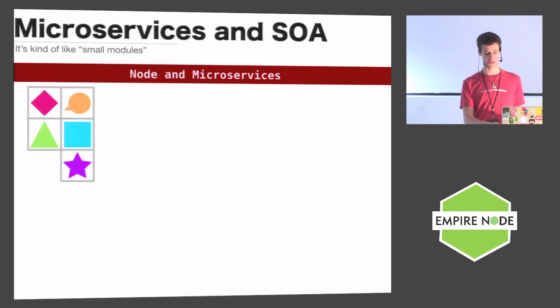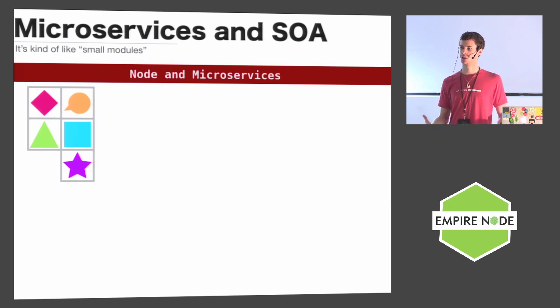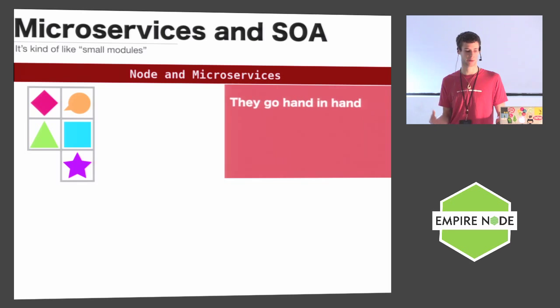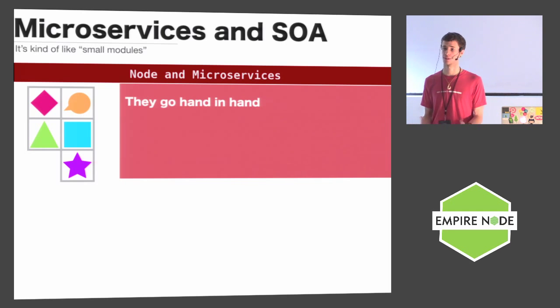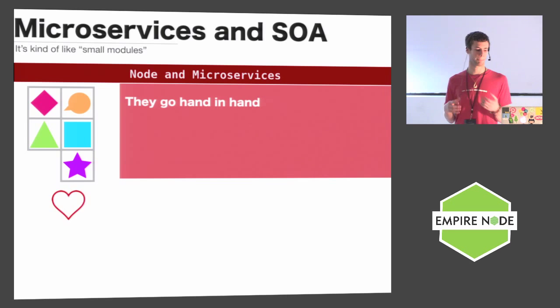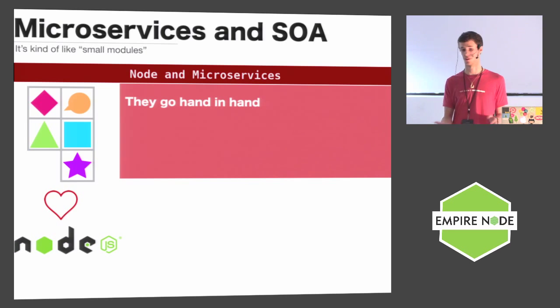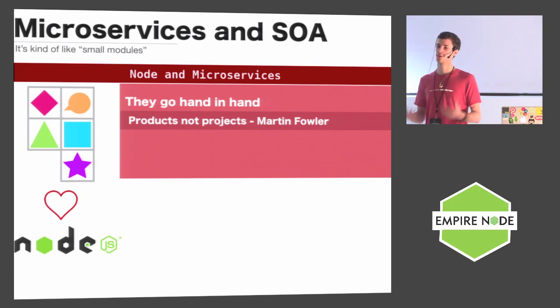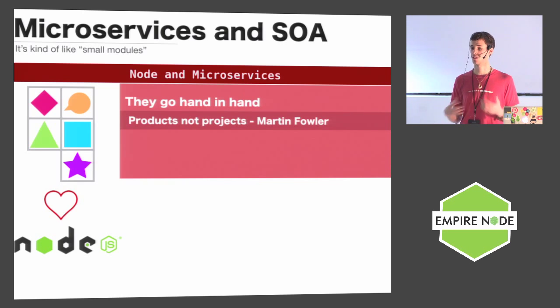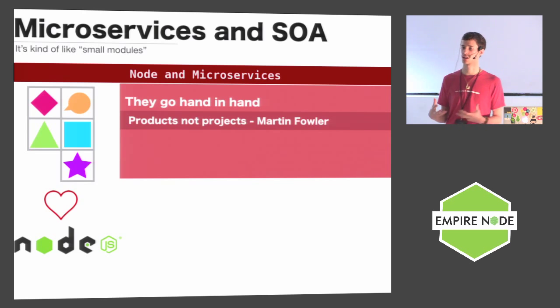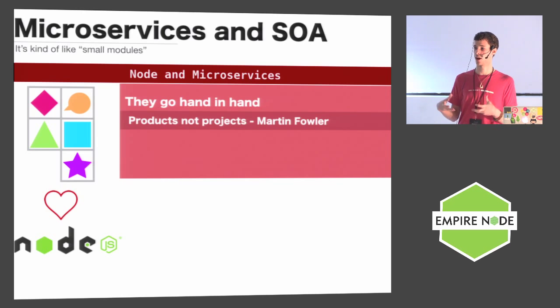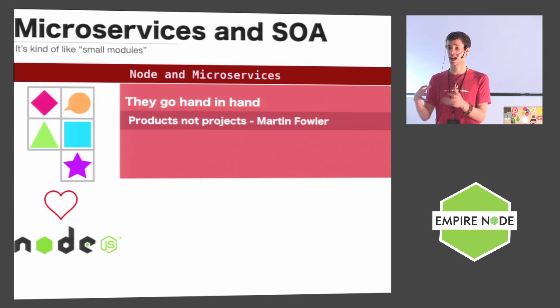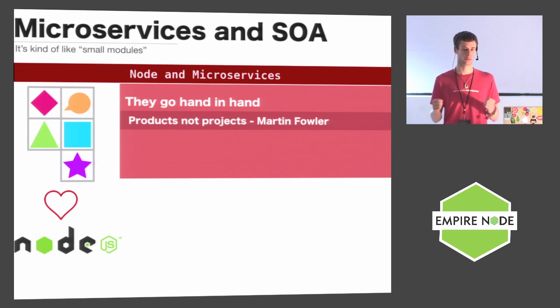So Node and microservices, as I'm alluding to, are very much from the same background. They're from the same concept, and so they go hand in hand. Microservices love Node.js. Martin Fowler actually pioneered microservices at Netflix, and he talks about this concept of products and not projects. Some of the argument that he makes is that now developers are able to own a product, that would be like a web service, and they manage that over the course of its lifetime.